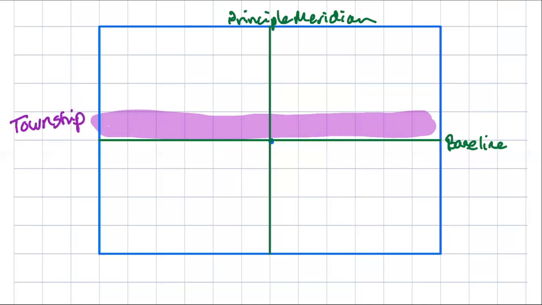And then in a different color, let's go with maybe an orange, and let's go with a bigger, fatter highlighter here. So this right here, it would be like the area between two lines of longitude. And that would be called a range. So that's called a range.